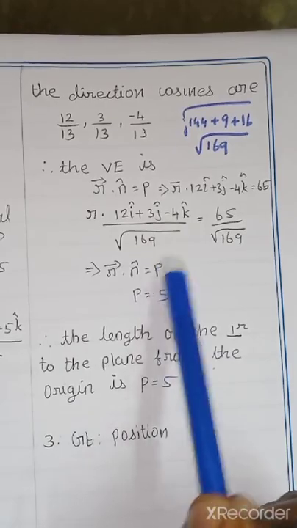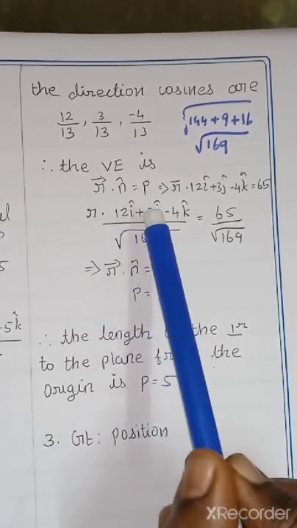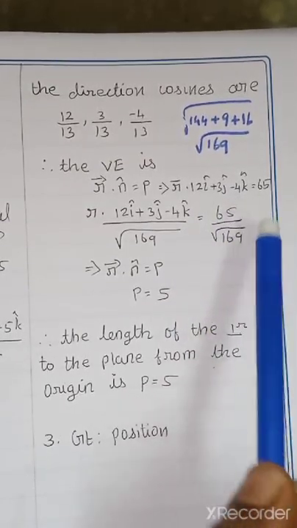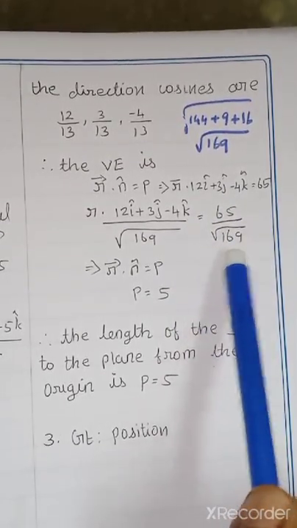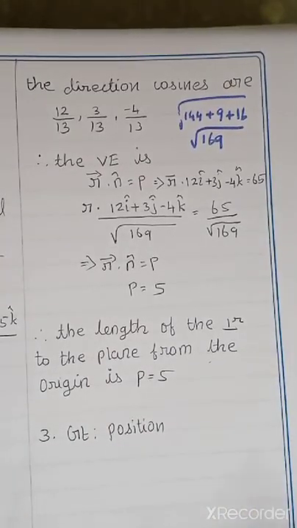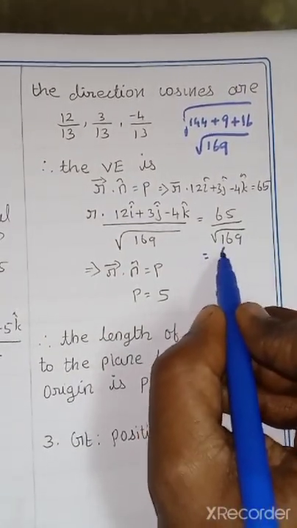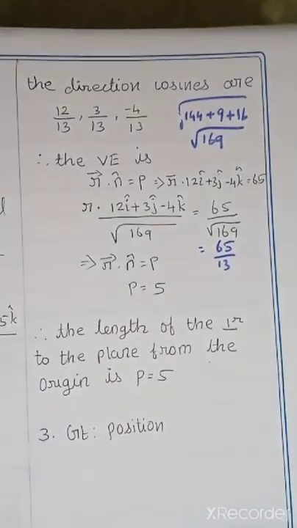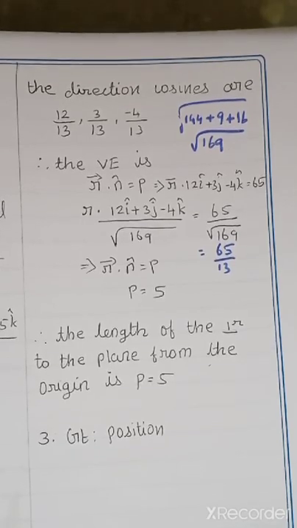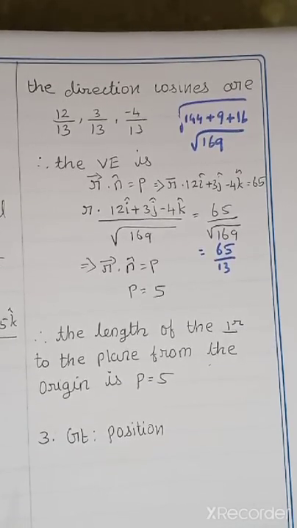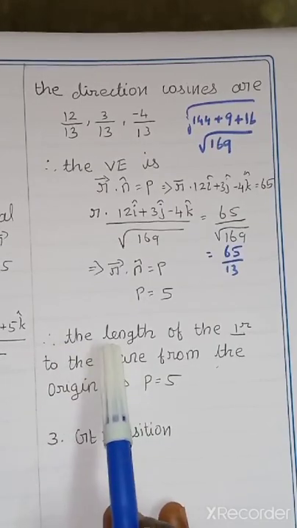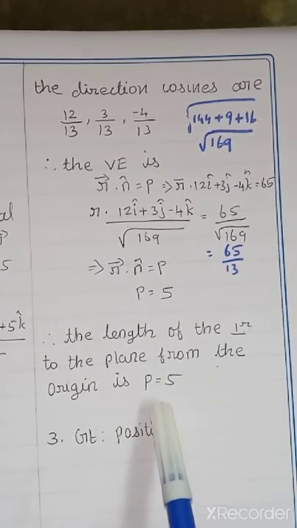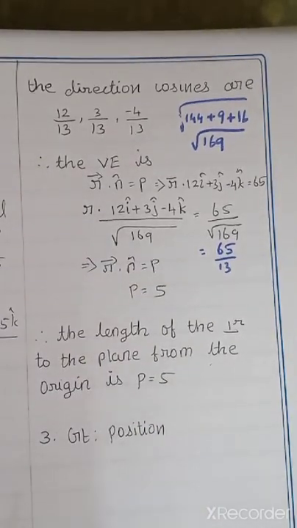Now can we compare these two equations? R vector is r, n cap is n cap, and this is your p. So what is your p value? 65 by square root of 169. What is the square root of 169? 13, so 65 by 13. And if you cancel this, you will get the p value as 5. That p is your length or distance. So therefore the length of the perpendicular to the plane from the origin is p equal to 5. Is that clear?